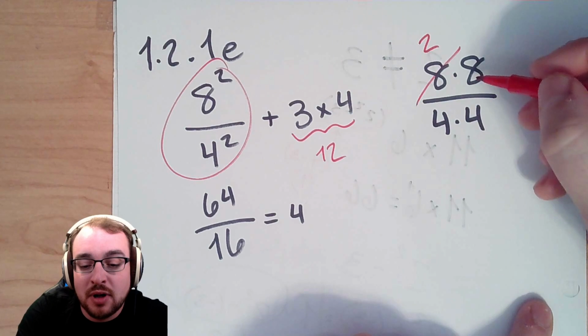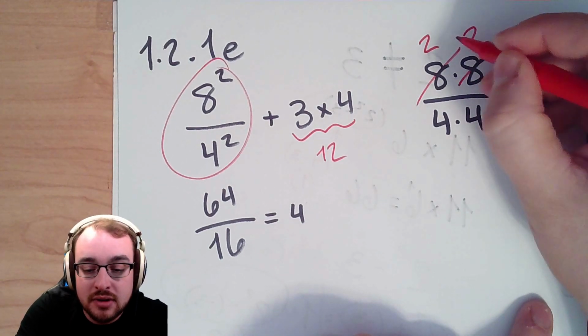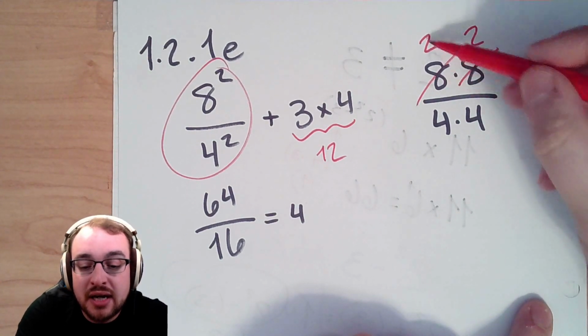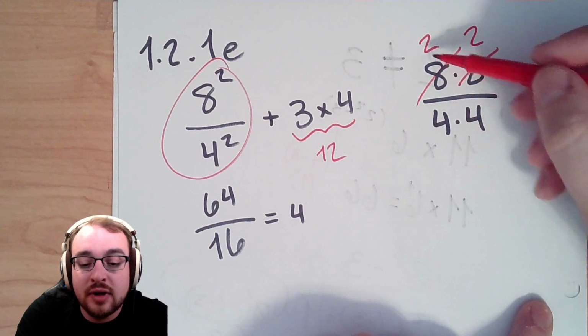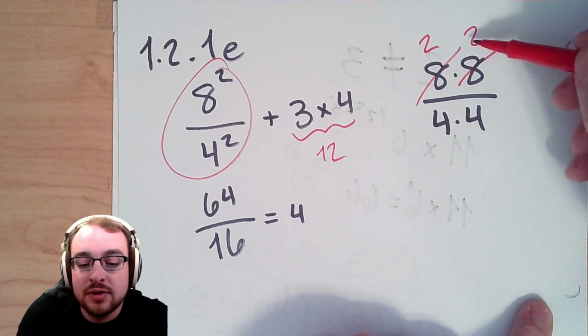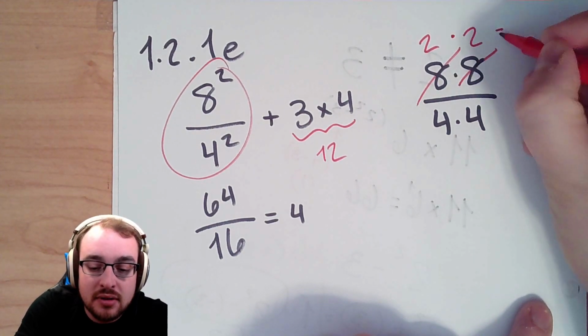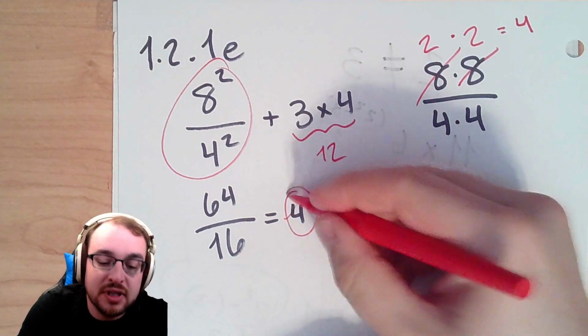And I can divide this part by 4 again. I'll also get 2. And these numbers change to 2's because 8 over 4 is 2, right? 8 divided by 4 is 2. So it's still multiplying. So this is just 4, just like we said it would be down here.